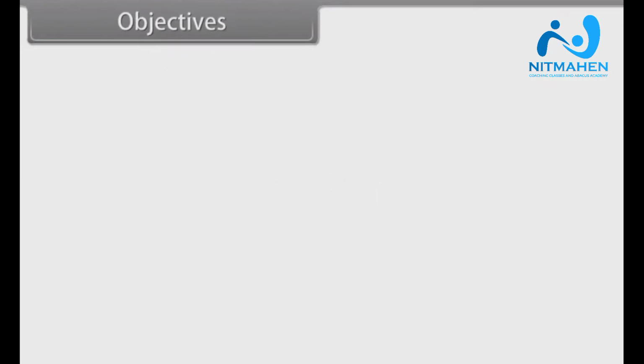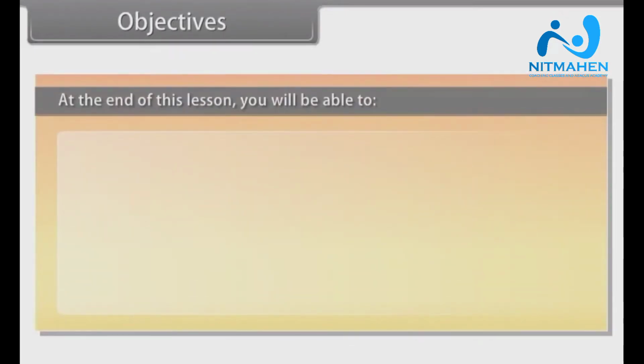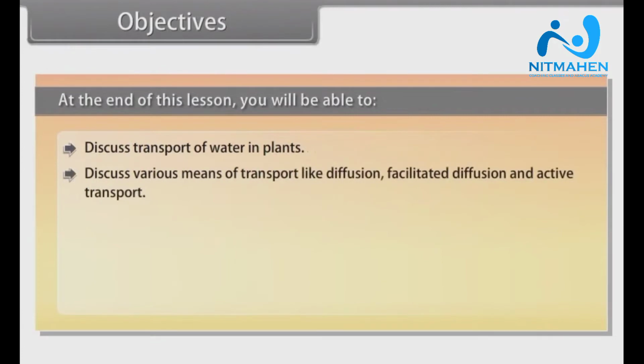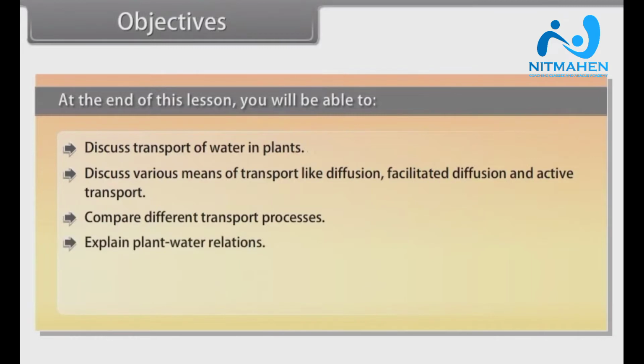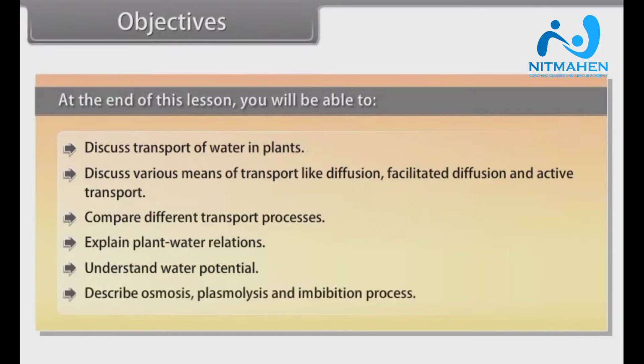Objectives. At the end of this lesson, you will be able to discuss transport of water in plants, discuss various means of transport like diffusion, facilitated diffusion, and active transport, compare different transport processes, explain plant-water relations, understand water potential, describe osmosis, plasmolysis, and imbibition process.